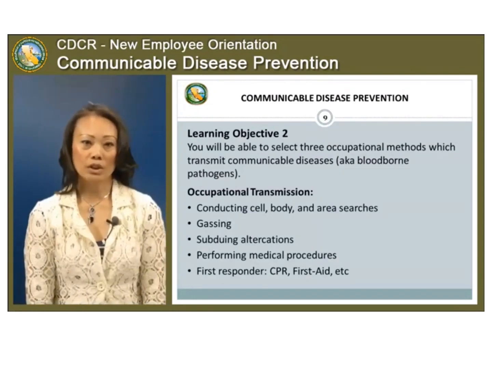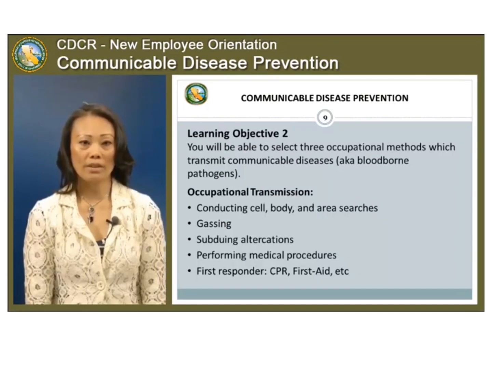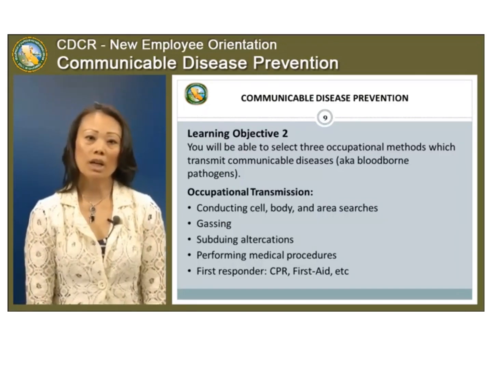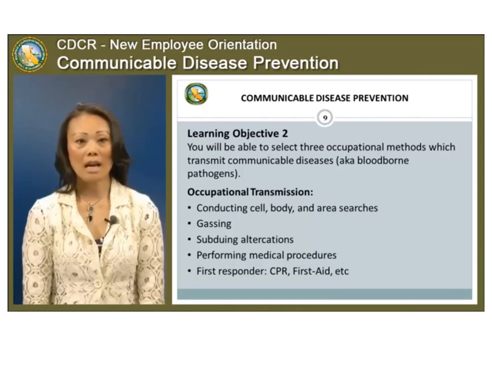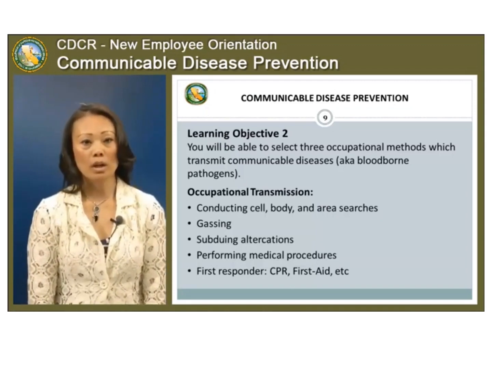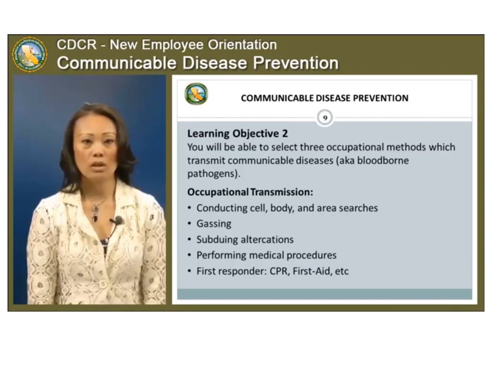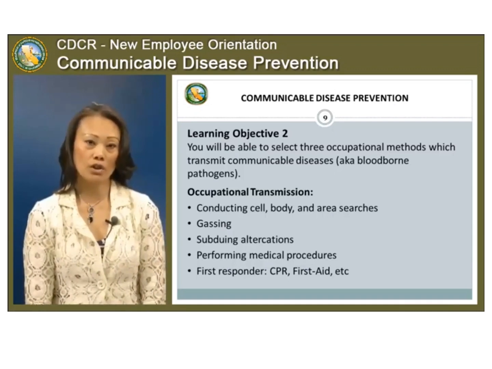Learning Objective 2. You will be able to select 3 occupational methods which transmit communicable diseases. Occupational transmission include conducting cell, body, and area searches, gassing, subduing altercations, performing medical procedures, being a first responder and performing procedures like CPR, first aid, etc.